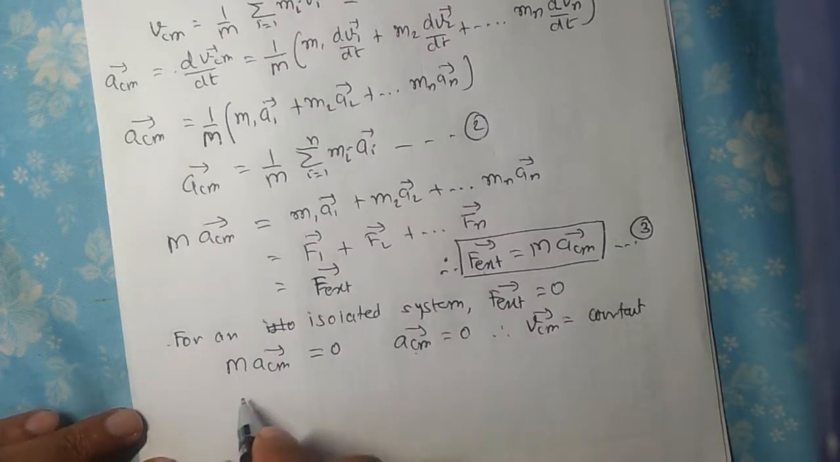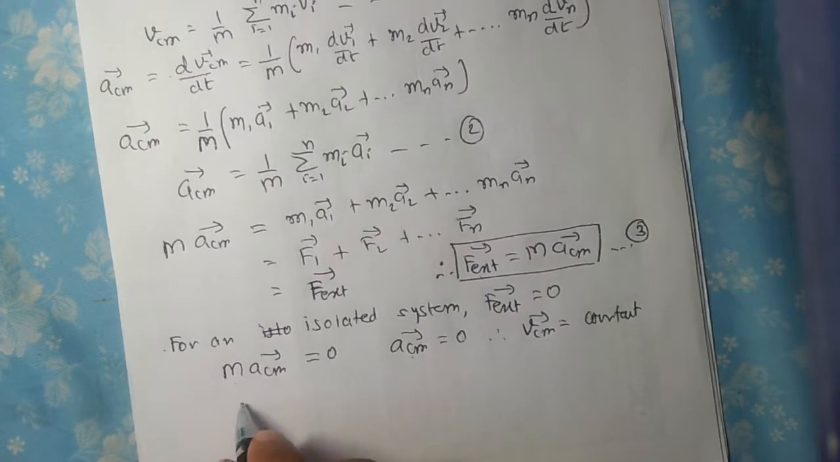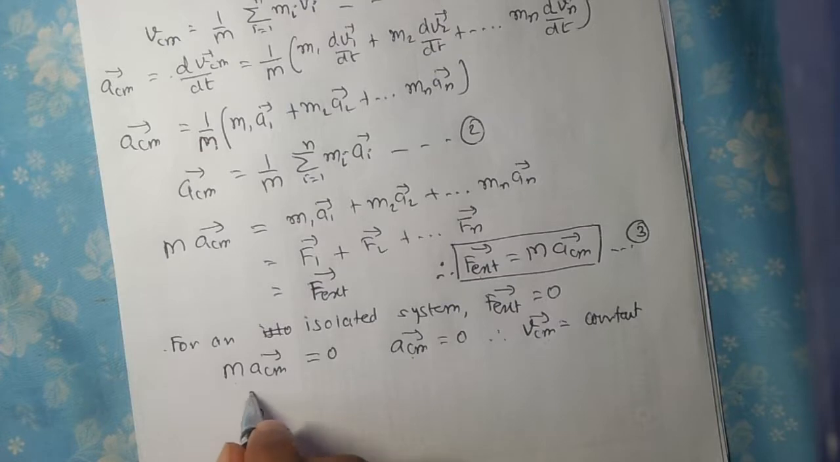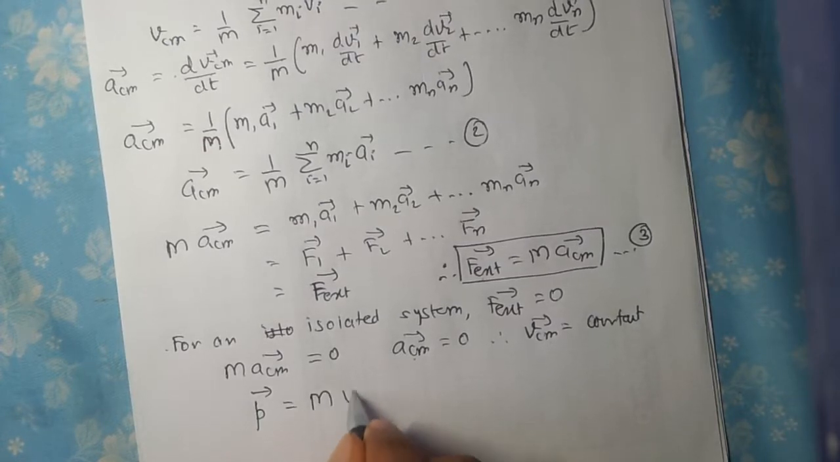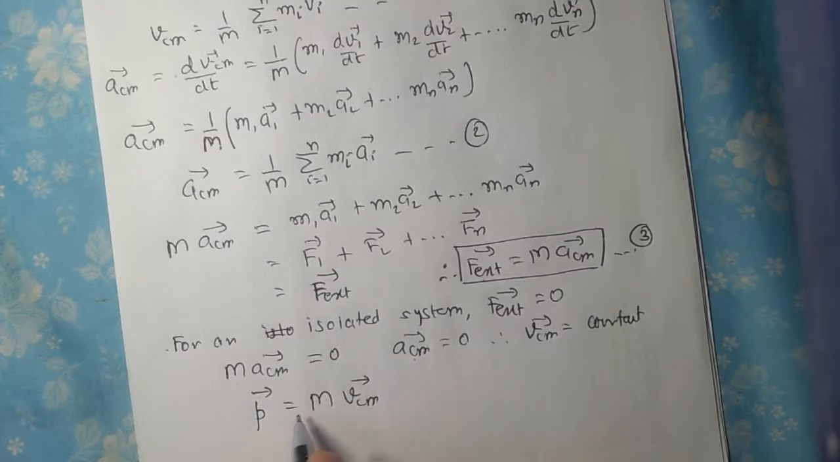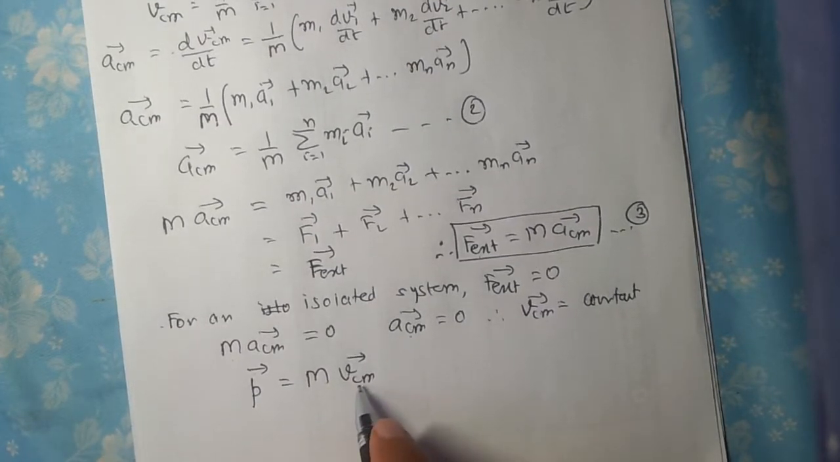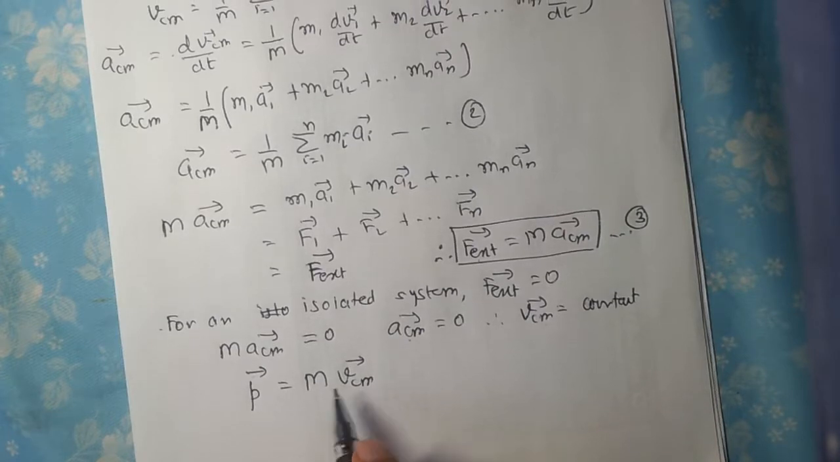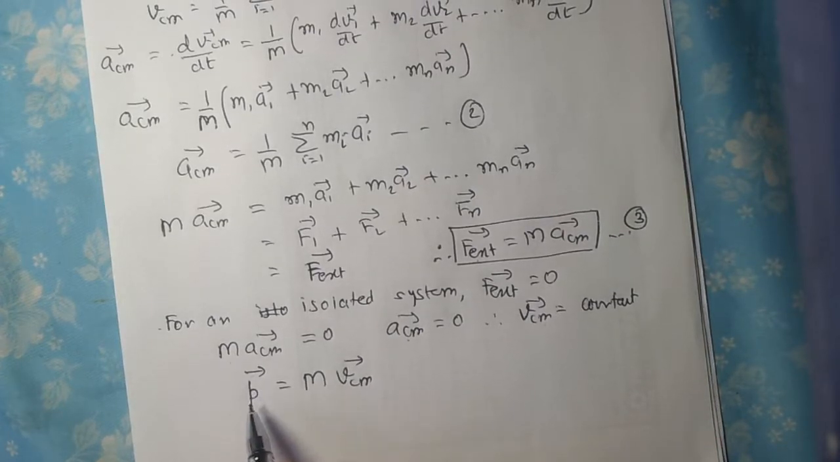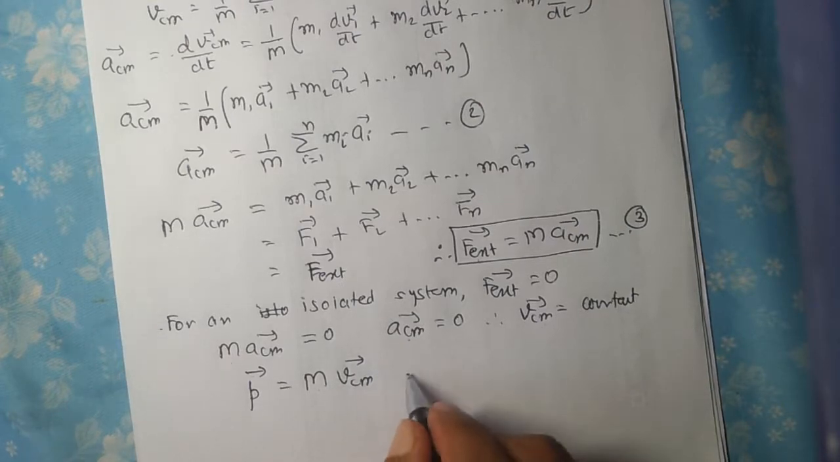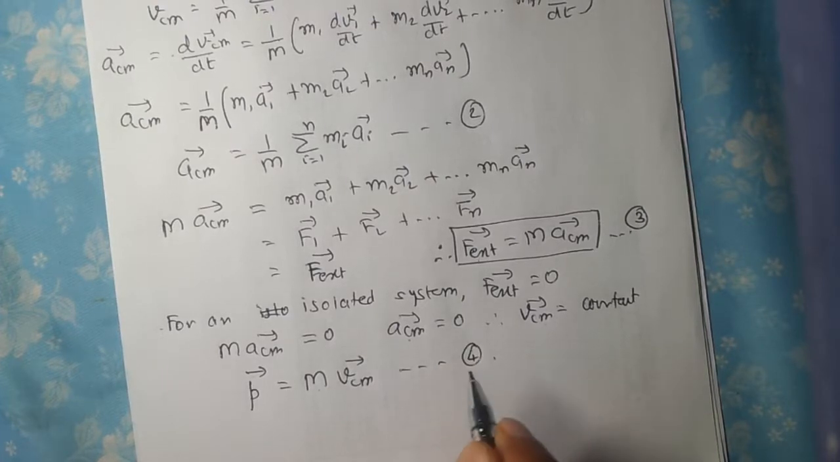Using the same logic again, we can find out the equation for the momentum, and momentum will come out to be P is equal to M VCM. Right? The momentum of the center of mass would be the total mass of the system into the velocity of the center of mass. This is the total linear momentum of the system of particles, equal to the product of the total mass of the system and the velocity of the center of mass. So it is equation 4.